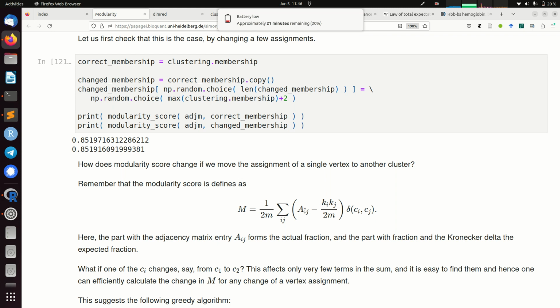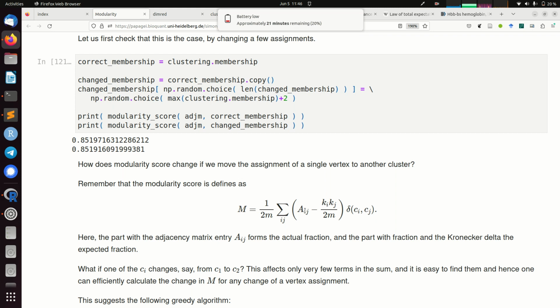do is you try an assignment, you run this whole formula. You try another assignment, you run the whole formula. But that would take ages, because for every trial, you have to run a double loop. However, because you know that any change of a single thing can be calculated with only a small thing, you can update your score quickly without recalculating the whole loop.